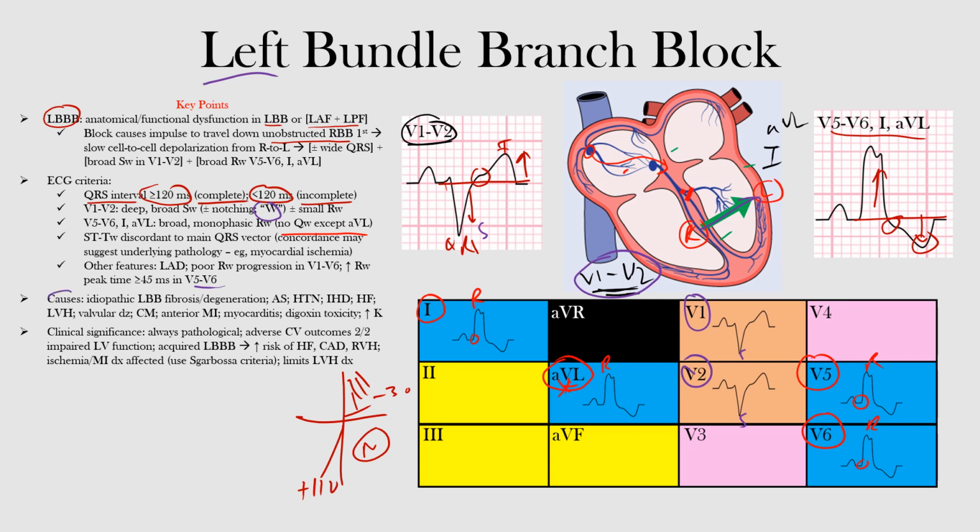We mentioned a number of causes here and the clinical significance. Remember, this is always pathological, and these patients do have adverse cardiovascular outcomes versus those with right bundle branch block. So remember, with right bundle branch block, if those patients are asymptomatic, they tend to be okay. But if these patients develop left bundle branch block, they tend to have a worse prognosis. They're at a greater risk of heart failure, coronary artery disease, as well as right ventricular hypertrophy.